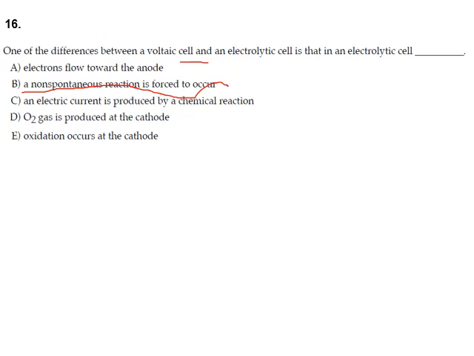C, an electric current is produced by a chemical reaction, is what would happen for a voltaic cell, but that's not the difference between an electrolytic cell and a voltaic cell. O2 gas is produced. Choice D is completely irrelevant. It's a nonsense answer. And E, oxidation occurs at the cathode. The definition of the cathode is that the cathode is where reduction occurs. So our answer choice here is going to be B.